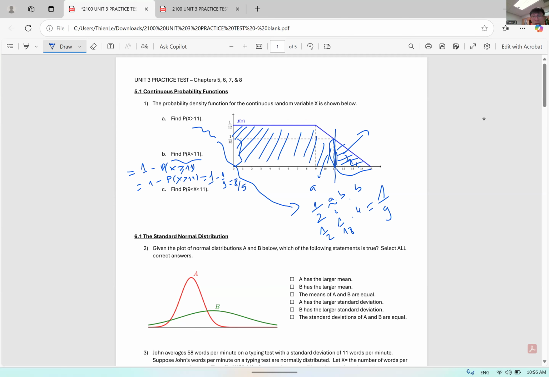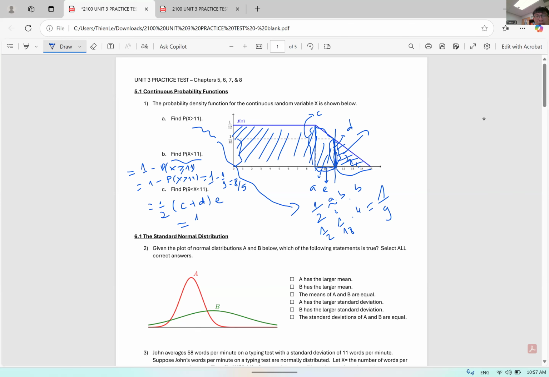And how about from 9 to 11? 9 to 11, which is this area. You have the trapezoid here, right? So if you remember the formula to find the area of the trapezoid, it would be half of this side plus this side, times this side. If I call this C, this D, and this E, it'd be half of C plus D times E, right?